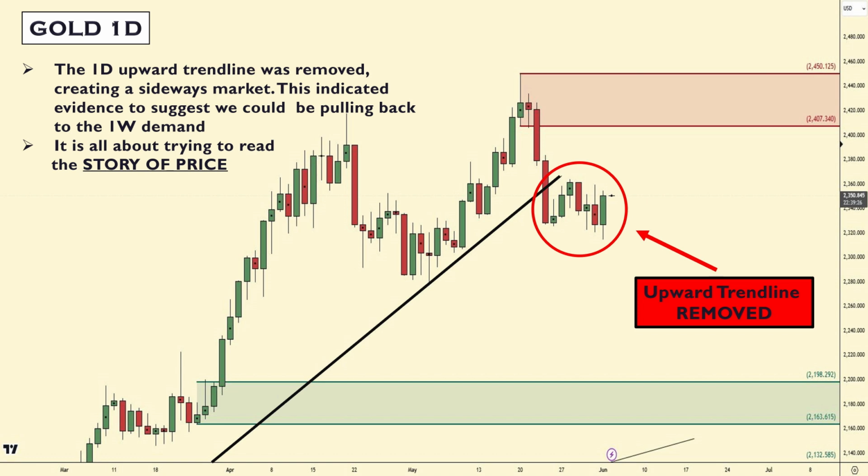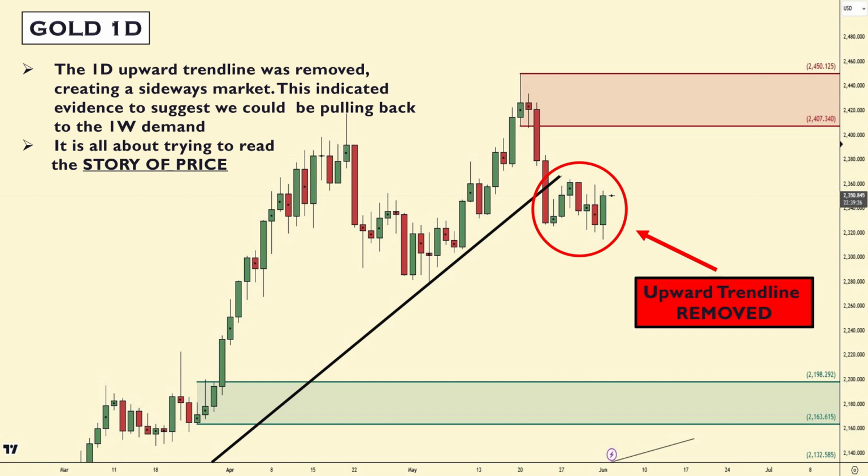We had a daily upward trend line removed, which indicated a sideways market, which was evidence to suggest we could be pulling back to the weekly demand, and then we had that H1 supply zone that broke the upward trend line in the H1 chart, which basically was almost as good as a counter trend setup is going to get. And this daily chart here is a really, really good indication of why it was a good counter trend setup. And remember, like I said, if the daily trend was still being respected, it would definitely be a little bit more of a risky counter trend setup.